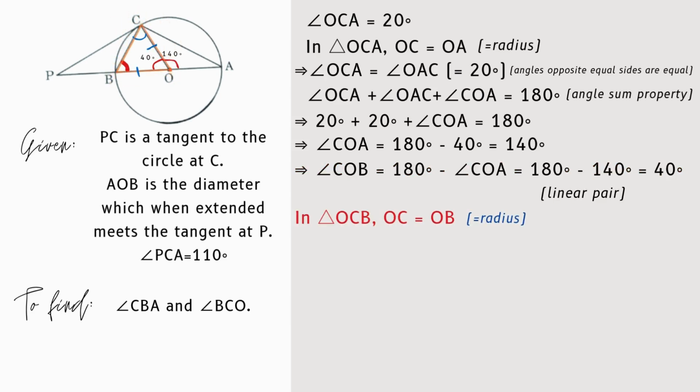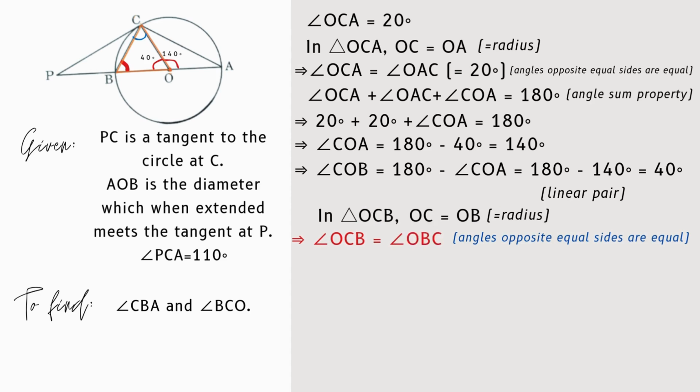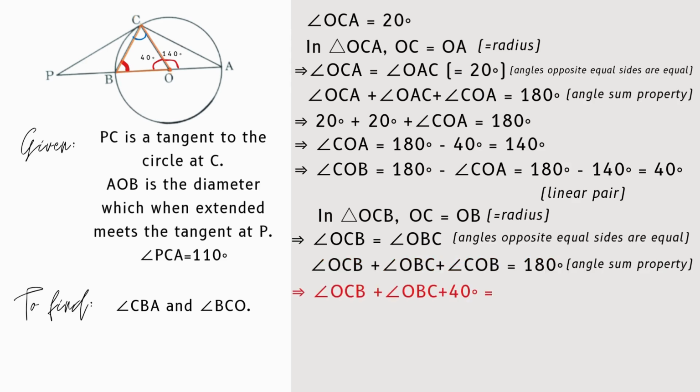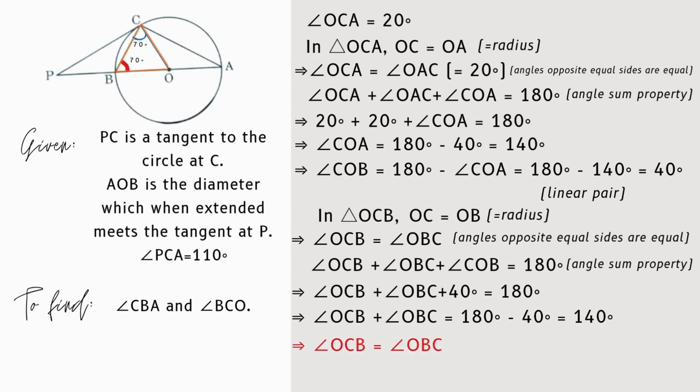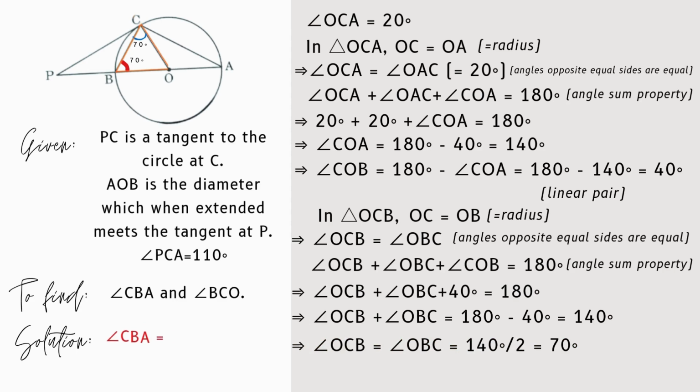Now in triangle OCB, OC is equal to OB because both are the radius of the circle. Angle OCB would be equal to angle OBC because angles opposite to equal sides are equal. Now the sum of the three angles of the triangle OBC is 180 degrees by angle sum property. Therefore, angle OCB plus angle OBC would be 140 degrees. Now angle OCB is equal to angle OBC, so each would be 70 degrees. Therefore, angle CBA is equal to angle BCO, each equal to 70 degrees.